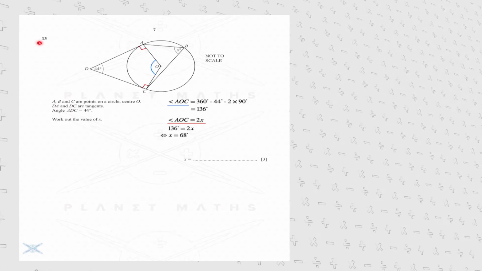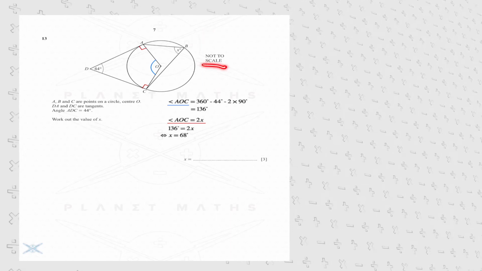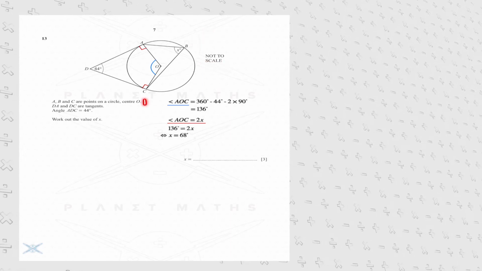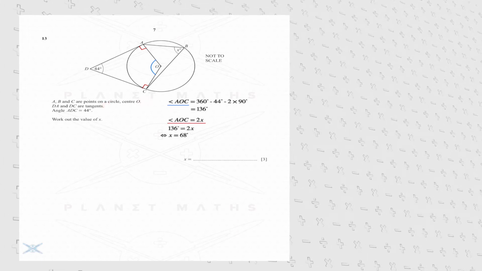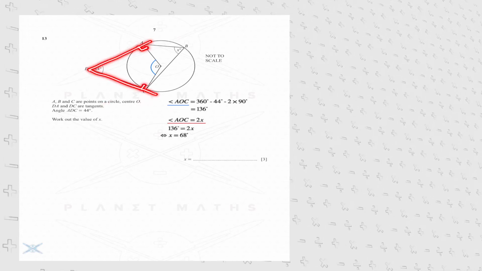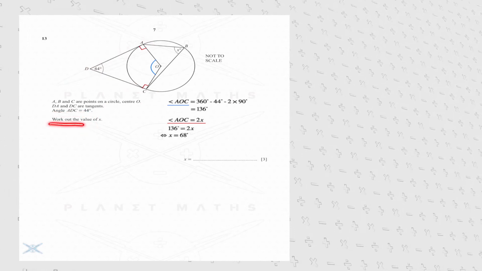Next, on to exercise 13, where we are provided with the following diagram that's not drawn to scale. And it's stated that A, B, and C are points on a circle with center O, that DA and DC are tangents. Therefore, I inserted the right angles, and angle ADC being 44 degrees. We are supposed to work out the value of x.